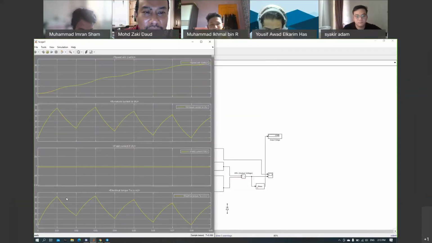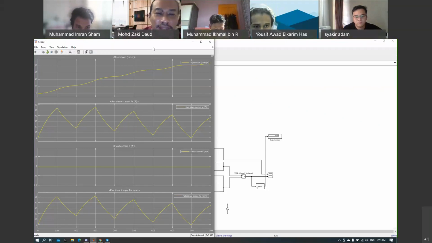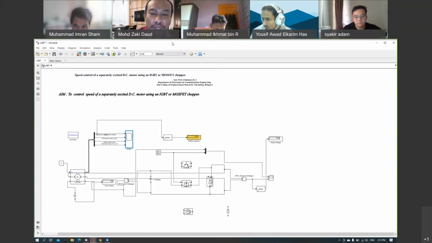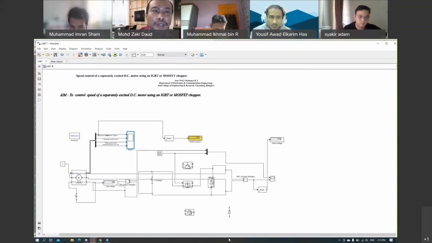Okay, from the permanent magnet, we can see that the armature current and electric torque is a little bit lower than the separately excited. Okay, but you can see the graph of torque and armature current, because you have to know, T equals K-phi IA, right, for the DC motor. Okay, I show you something. Okay, wait.